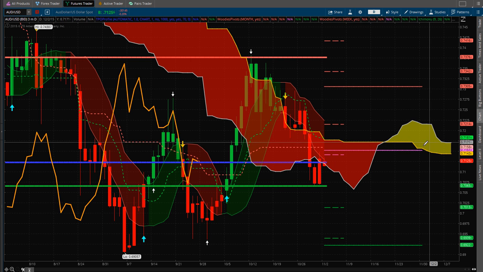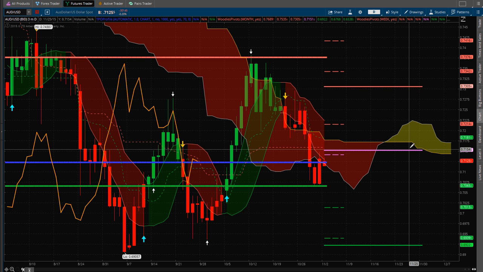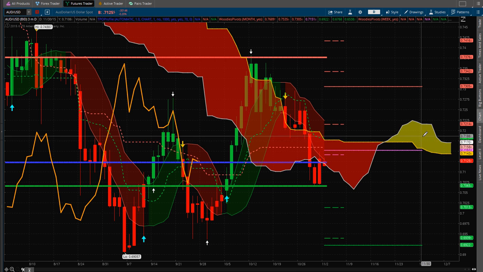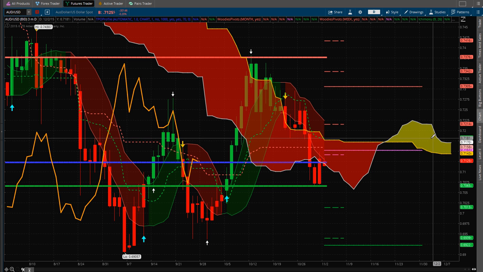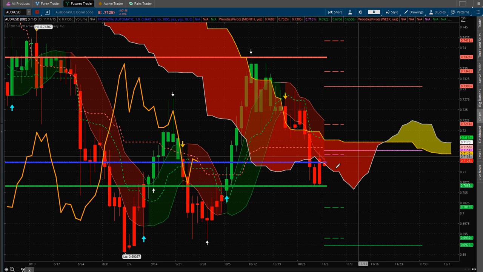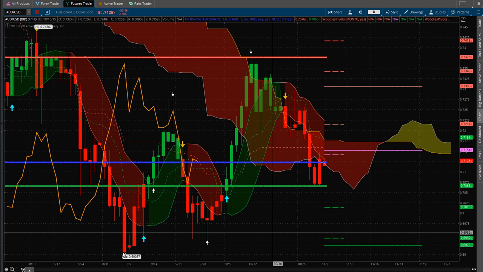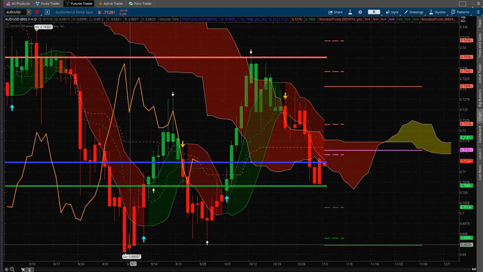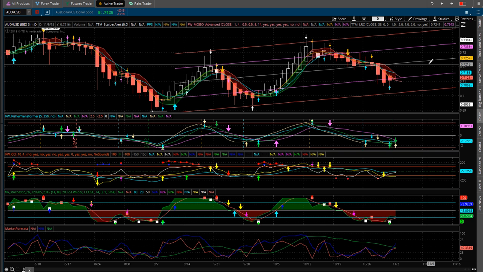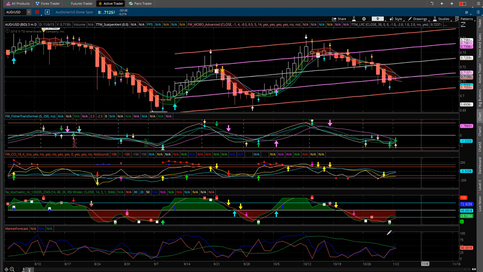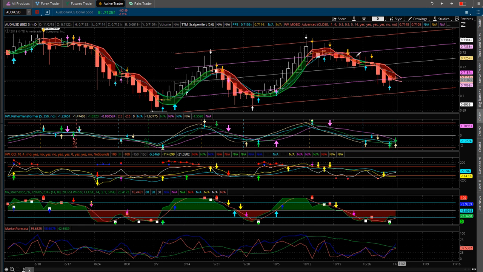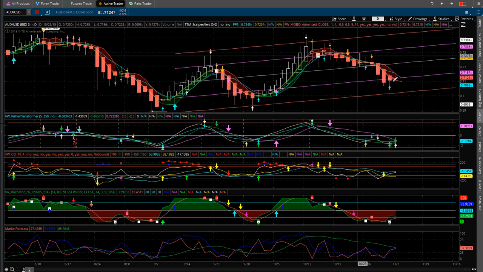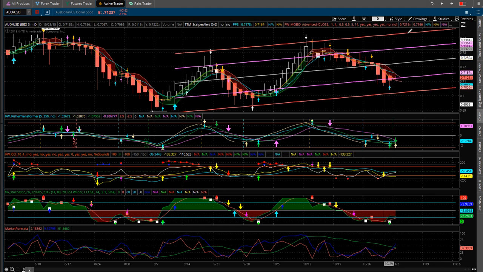The future's looking positive on the Aussie, looking at the Ichimoku cloud, but it's kind of just narrowing down. So let's see how that pans out. Looking at this chart, it could be a buying opportunity since they got this nice pullback to maybe retest and try to shoot higher.